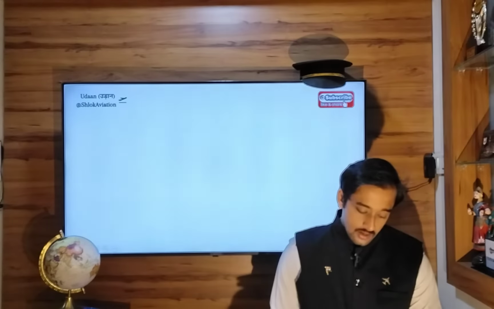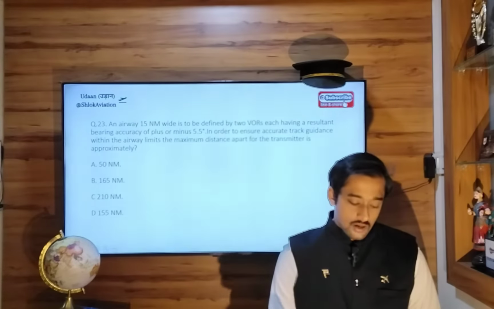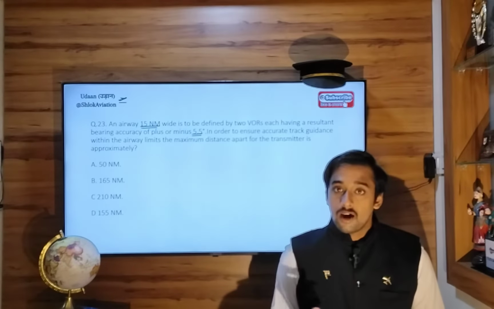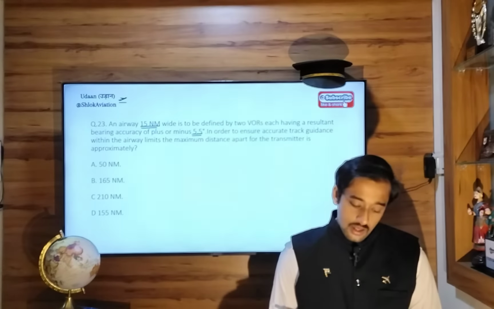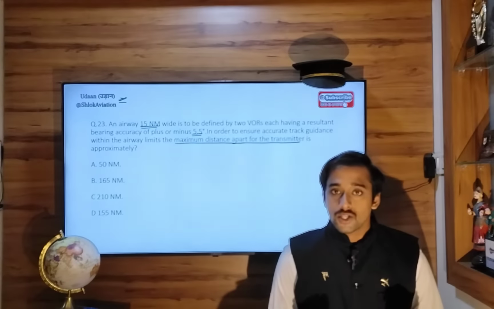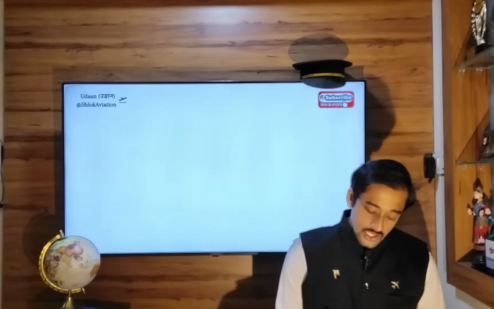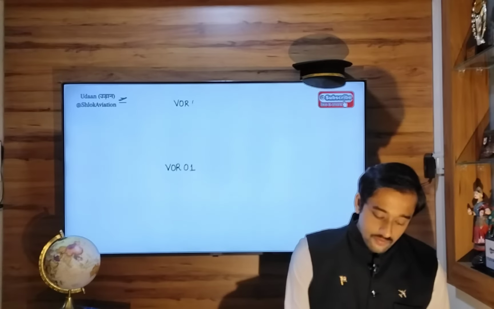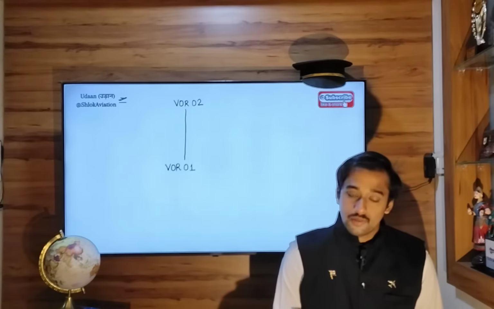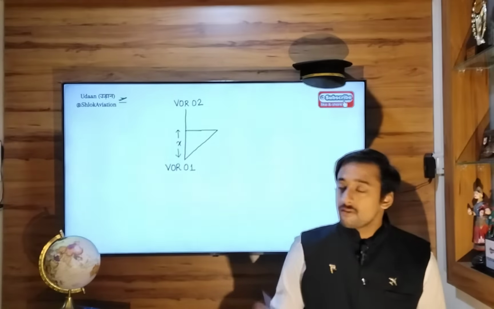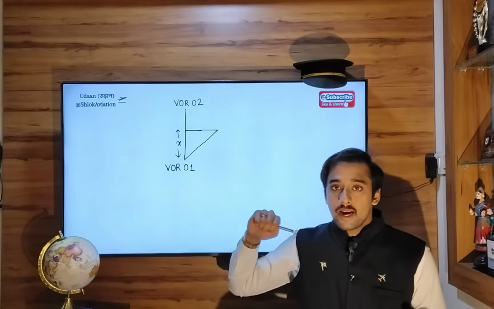Let's go to question 23. An airway, similar question, which is 15 nautical miles wide, angular difference 5.5 degrees, and we have to find out the maximum distance apart for the transmitter. That means the distance between the two VOR transmitters. So let's draw the diagram directly. This is VOR1, this is VOR2. This is the total distance between them. But we will find the first half distance, and then after finding this half, we will find out the next half and then add both of them.